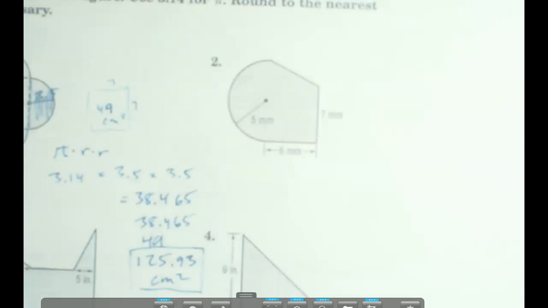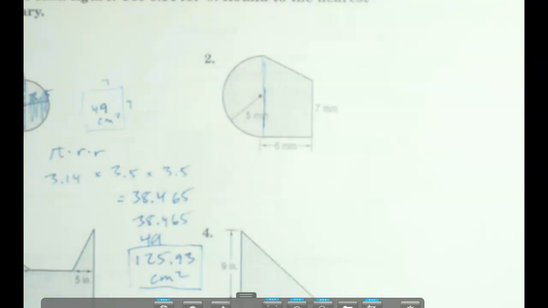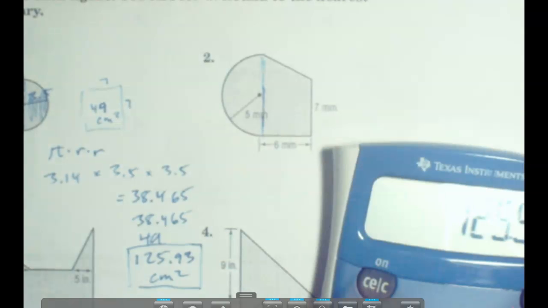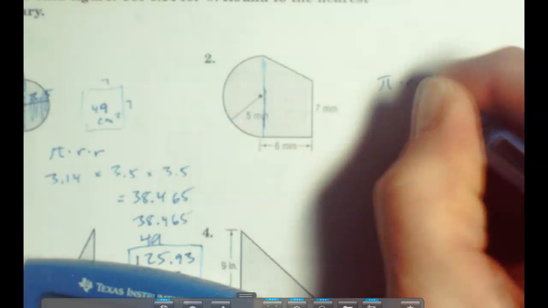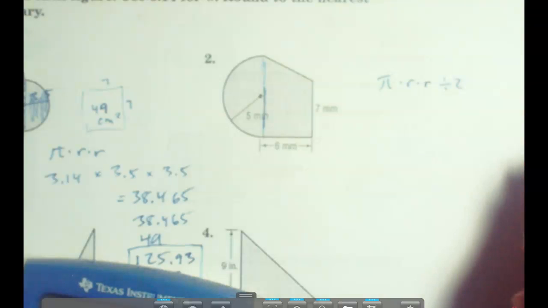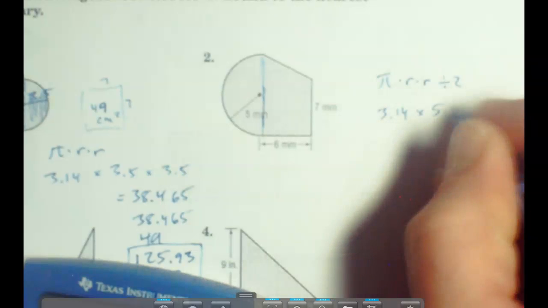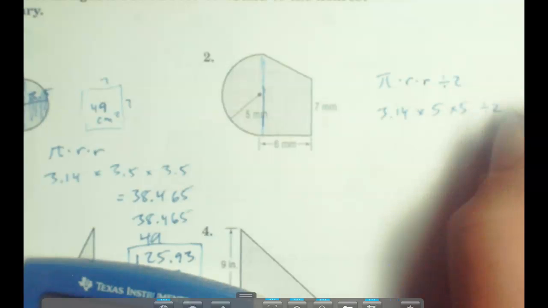This one always confuses kids. A couple of different ways you can do it. I see a trapezoid and a half circle. I think that's the easiest way to do it. So let's do the half circle. The half circle has a radius of 5, so it's going to be pi times r squared, and then that's going to be divided by 2 because it's a half circle. So this would be 3.14 times 5 squared divided by 2. So we get the area down there.